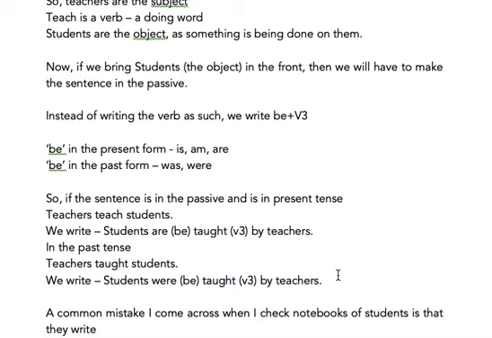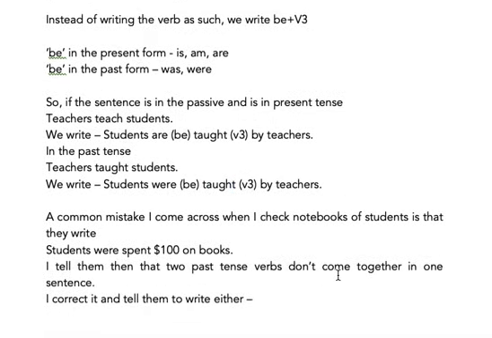So I think I've made it quite clear. This is very confusing for my students, and that is why I've tried to simplify it as far as I could. A common mistake I come across when I check notebooks of students is that they write students were spent $100 on books. So here spent is the past tense. They want to say that students spent $100 on books. So spent is the past tense, and were is the past tense. So two past tense verbs don't come together. So this sentence is wrong.